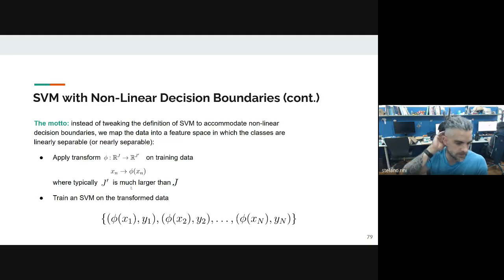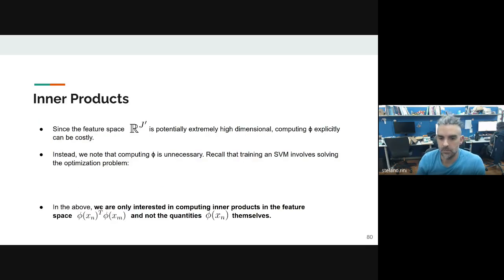Now what we can do is choose any function phi that we need, and we can try to augment x from j to j prime, where j prime is much larger than j, and then we can run things. And when you do this, you realize that in order for the SVM to work in this higher dimension, you do not need to calculate phi explicitly for the inputs in the dataset. What you can do is run your SVM algorithm only memorizing the inner product between phi of x_n and phi of x_m.